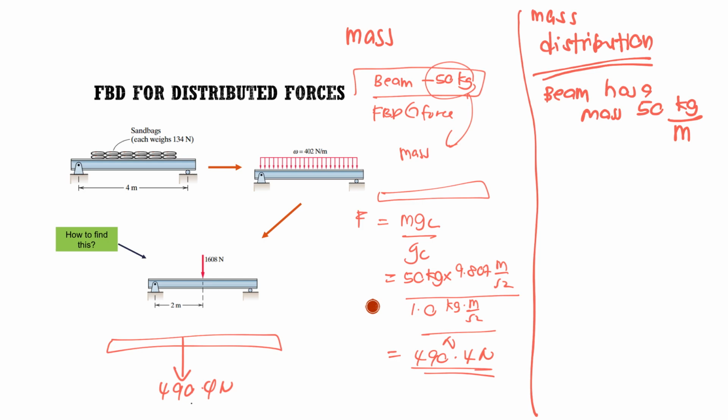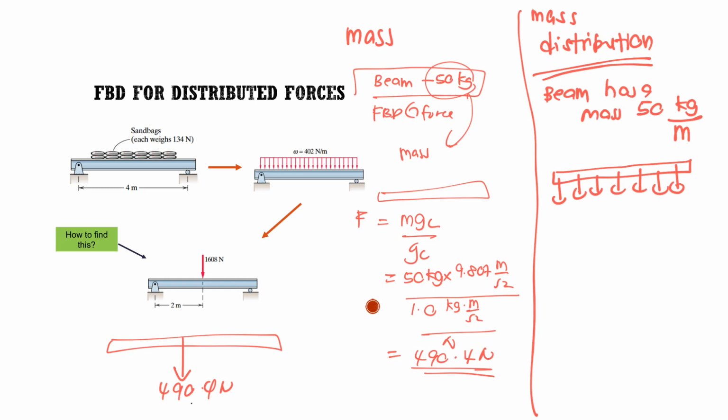So what does it mean by kilogram per meter? It means that in one beam, every 1 meter is 50 kilo, 50 kilo, 50 kilo, and so on. So every 1 meter has 50 kilogram. So you need to find only one mass, only one weight at the center.